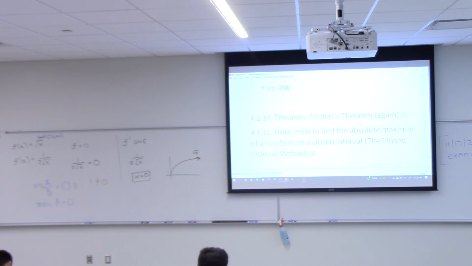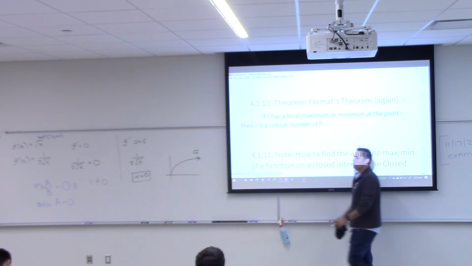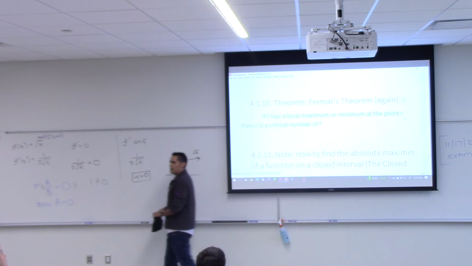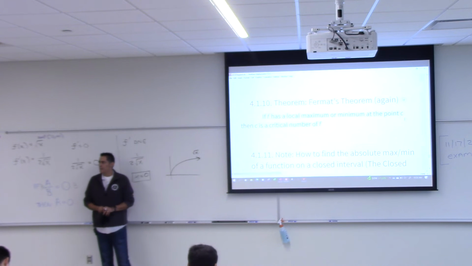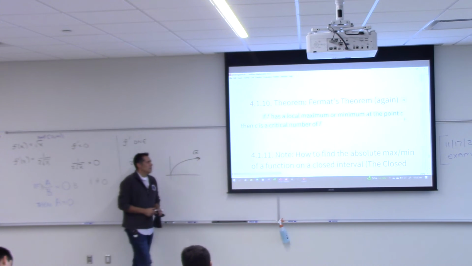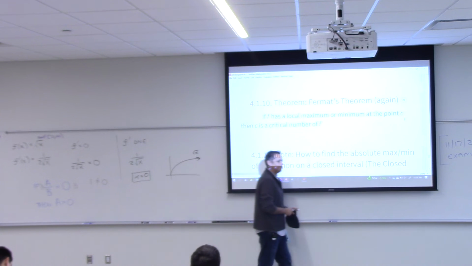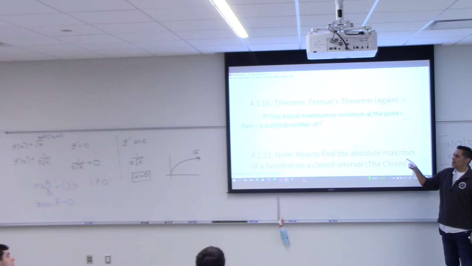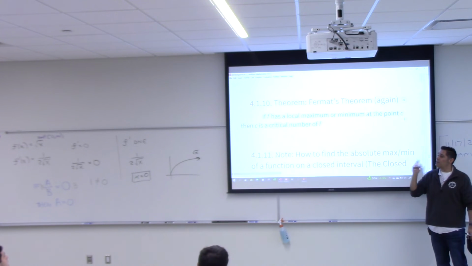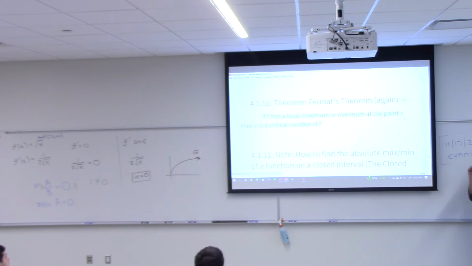Now, we get a new theorem. It's a revised version of Fermat's theorem. It says if f has a local max or a local min at the point c, then c must be a critical number of f. This is like the previous theorem, but it's not saying that the derivative would be 0. It's saying that we would have a critical number there, which means the derivative is either 0 there or the derivative doesn't exist there. It's one of those two things happening.